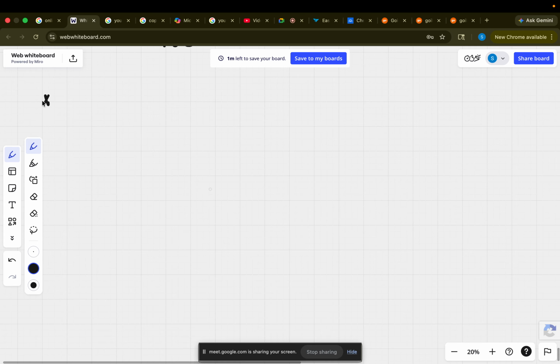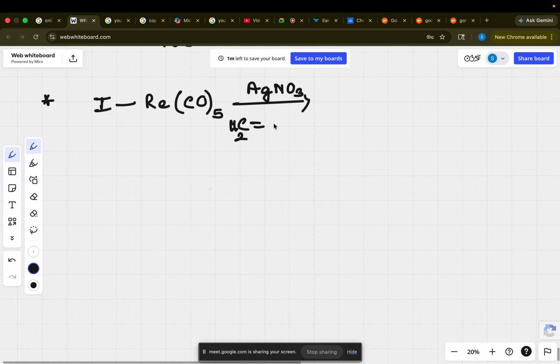Now next example, suppose you have this compound: iodine, then you have a rhenium center, 5 carbonyls. We are reacting this compound with silver nitrate, AgNO3, and ethylene, CH2=CH2, in presence of heating. Try to solve what will happen. You have this metal carbonyl compound, in presence of silver nitrate and ethylene under heating condition, what will happen? Try to solve it.